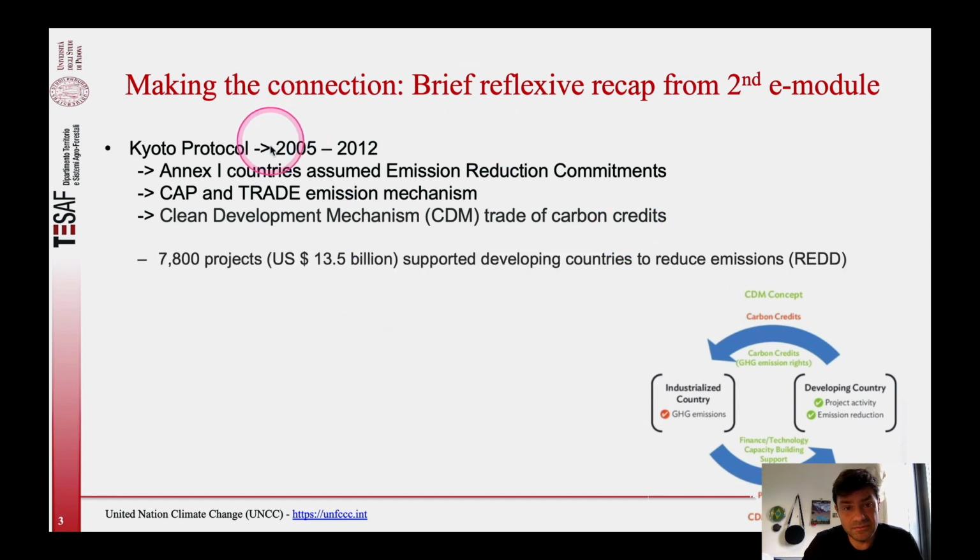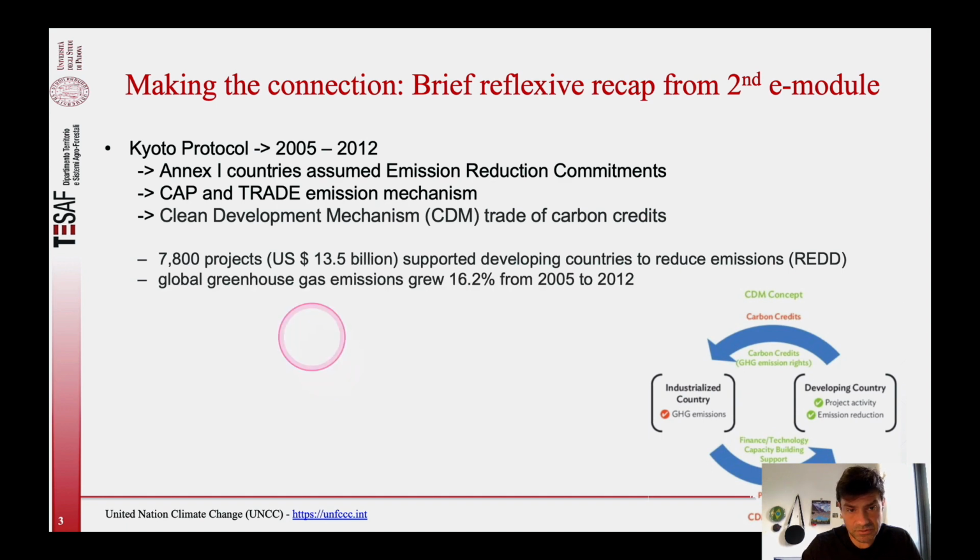And during this period, we saw many projects, almost 8,000 projects, a lot of money coming to these projects to support this mechanism, to develop restoration and conservation projects. So projects under the REDD umbrella. But we also saw that that investment was not enough to achieve the goals of the Kyoto Protocol. So a lot of money in many projects, and we didn't achieve the goal. And let's investigate a little bit one of the reasons why.